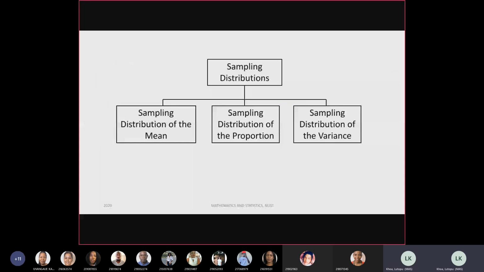That's just background. So with sampling distributions, there are three that we will be looking at. We're looking at the sampling distribution of the mean. That is the one we will start with today. Then next lecture, we'll look at the sampling distribution of the proportion. And then from there, we'll look at the sampling distribution of the variance.